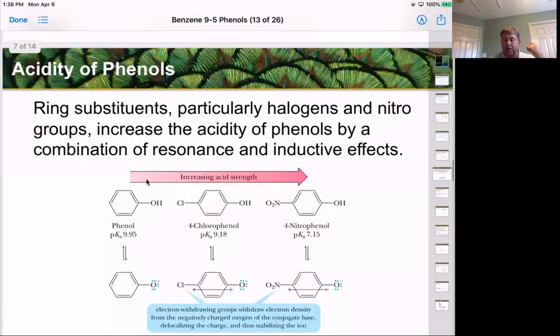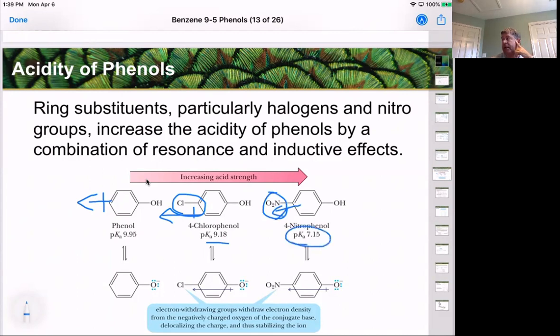Okay. So, can we change the acidity of a phenol? Well, yes, we can. By adding electron withdrawing groups on the ring, we can increase the acidity of our phenol. So in the case of chloride here, we know chloride is an inductive withdrawer and therefore can withdraw electron density away from the system, making it slightly more acidic. And nitro groups are much more electron withdrawing, and so they have a greater dipole and can increase the acidity even more significantly.